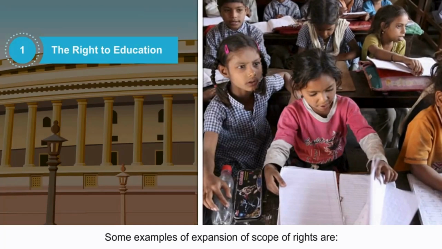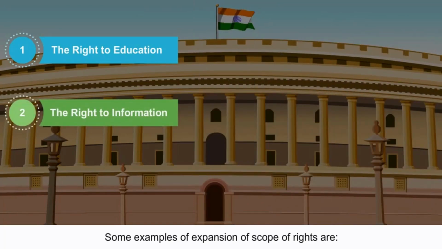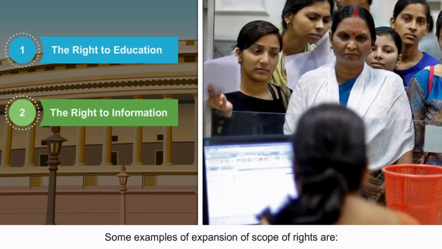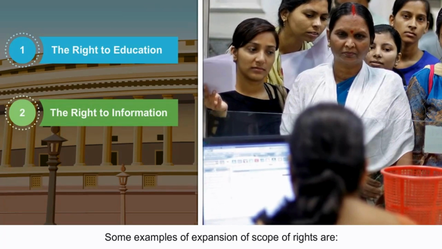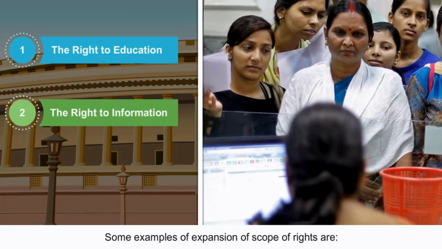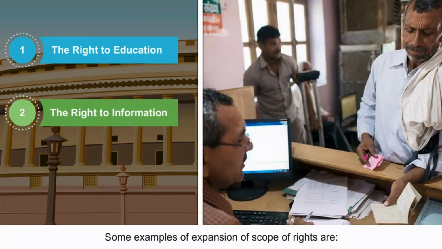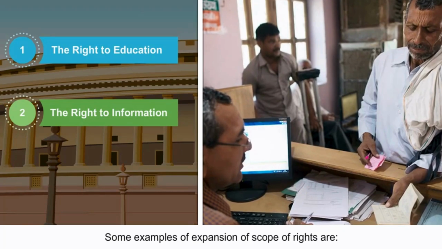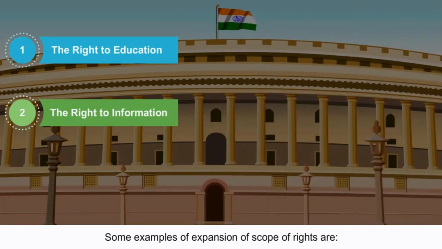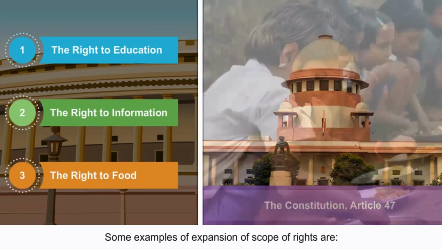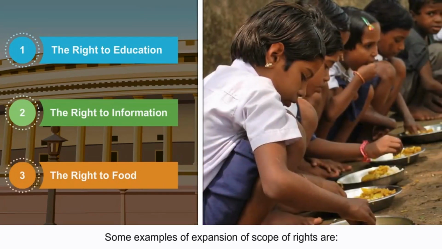2. The Parliament enacted the Right to Information, or RTI, to the citizens. This act was made under the fundamental right to freedom of thought and expression. This right allows us to seek information from government offices. 3. Recently, the Supreme Court has expanded the meaning of the right to life to include the right to food.